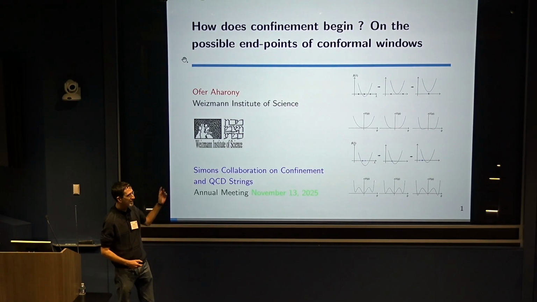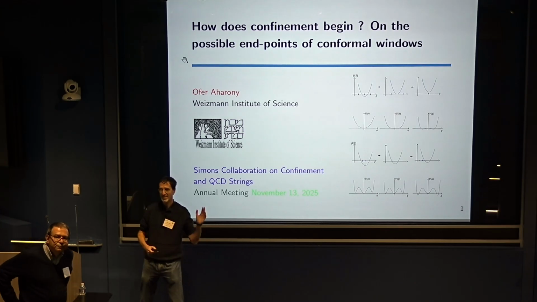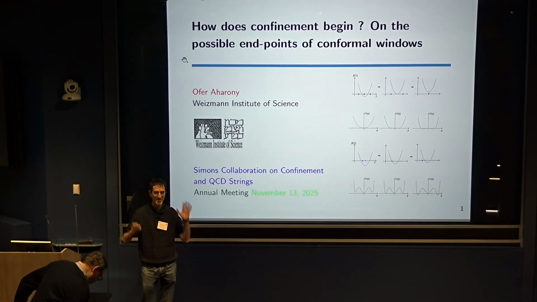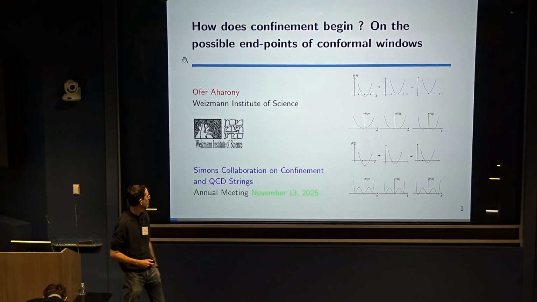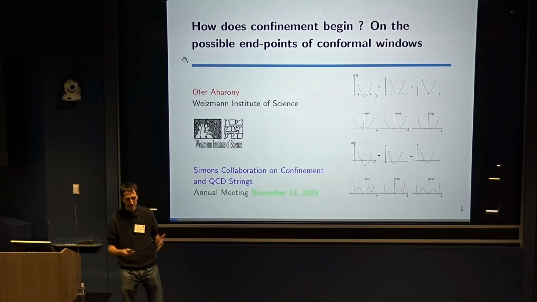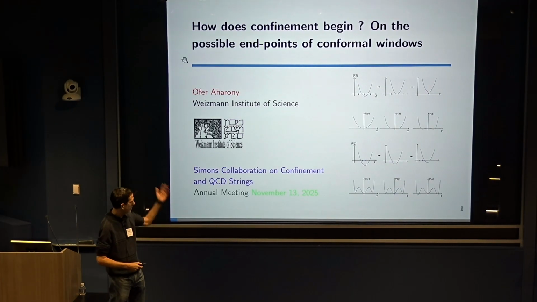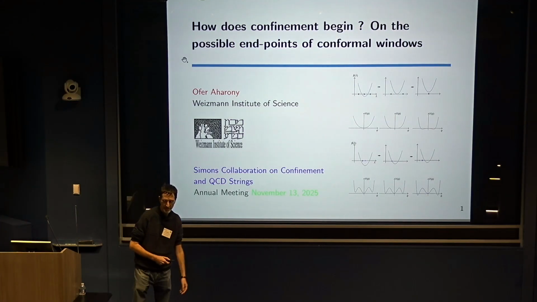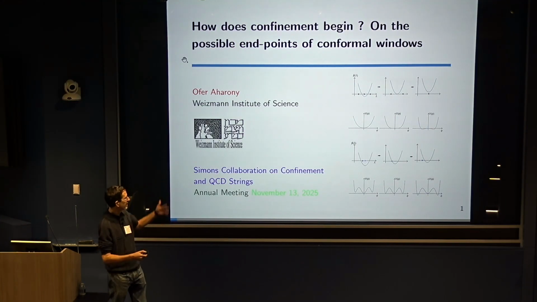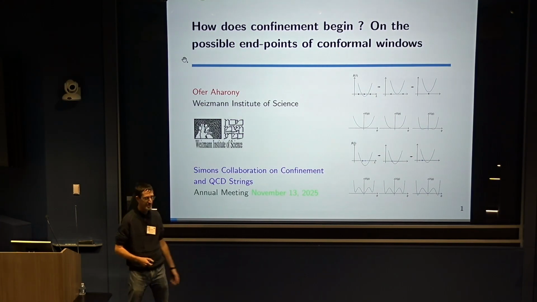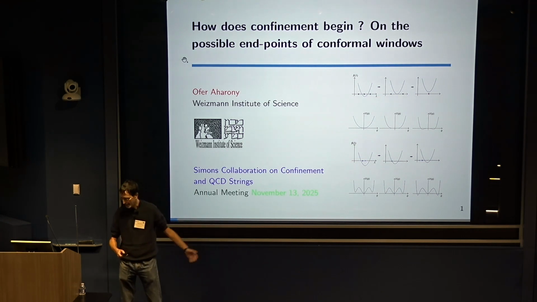So this talk will be a continuation of a talk that I gave here last year, but I won't assume that you were here or that you remember anything from that talk. The talk last year was about the phase structure of QCD in 2+1 space-time dimensions, and in particular about how the conformal window ends there.